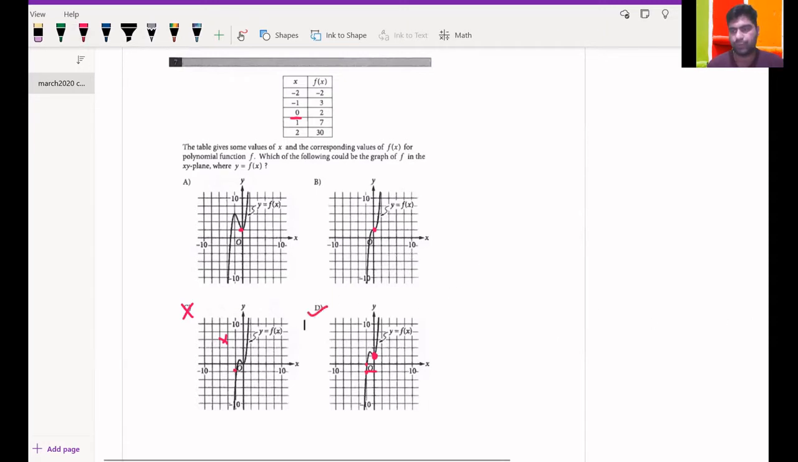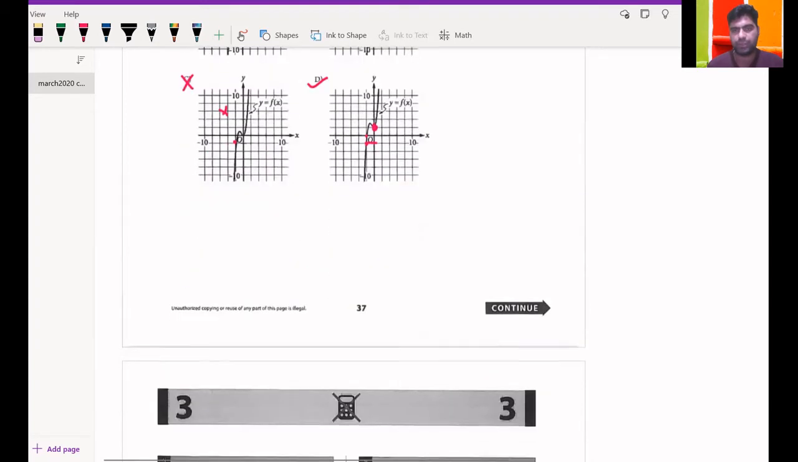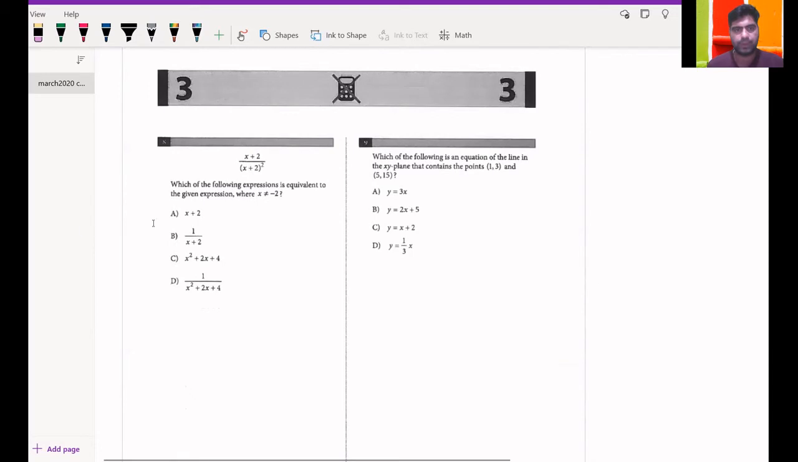Okay, I will have to zoom this to be able to see it clearly, but I'm pretty sure it is D. Number 8, you can easily remove x plus 2 with one of the powers. Your answer is 1 over x plus 2.